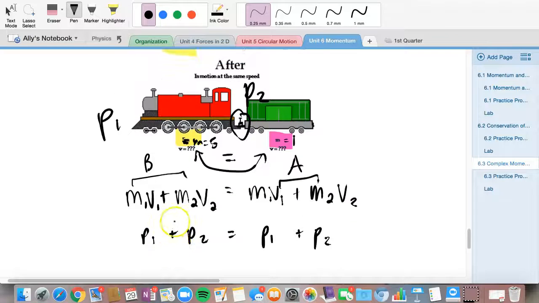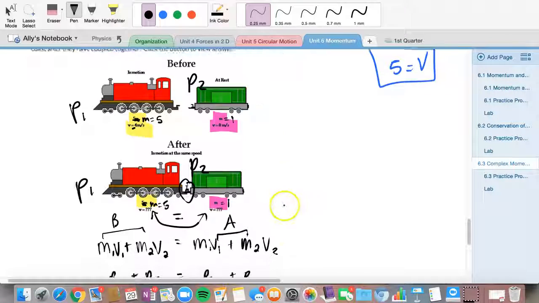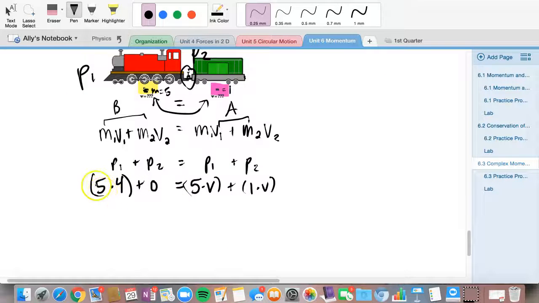So you should be able to solve this problem because it's asking for how fast do the two train cars move. So train car 1 has a mass of 5, a velocity of 4. Train car 2 is at rest, so I know its momentum is 0. I just did 1 times 0, so I got 0. The momentum of the car after has a mass of 5, but we don't know the velocity. And our second object has a mass of 1, and we don't know the velocity, but we know the velocities are the same.